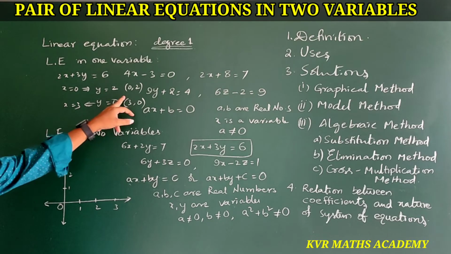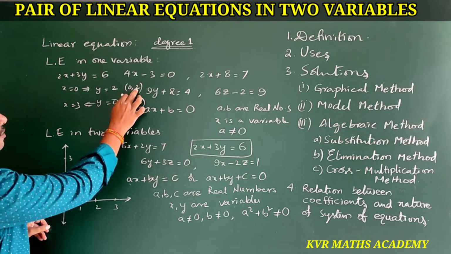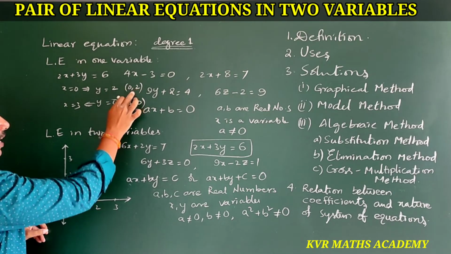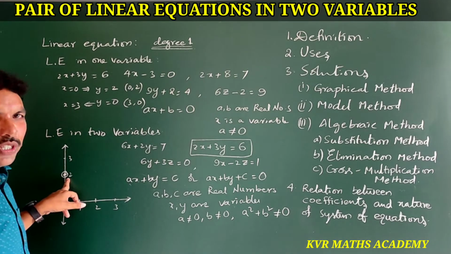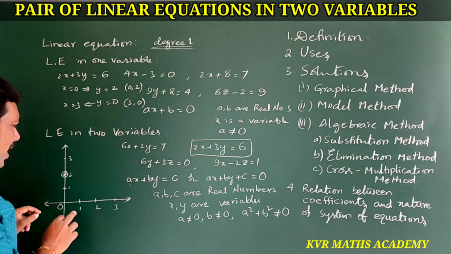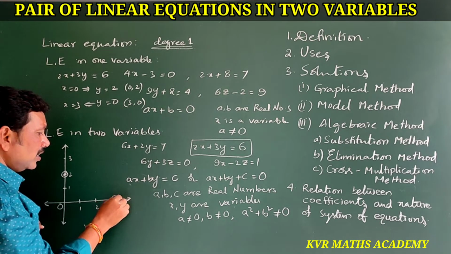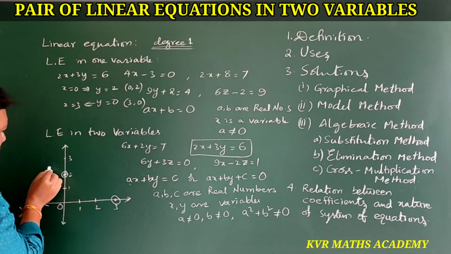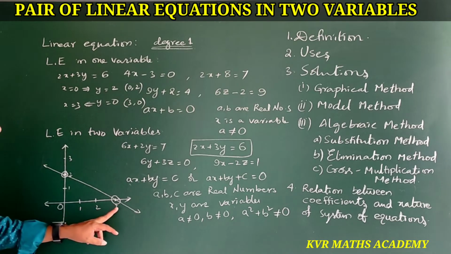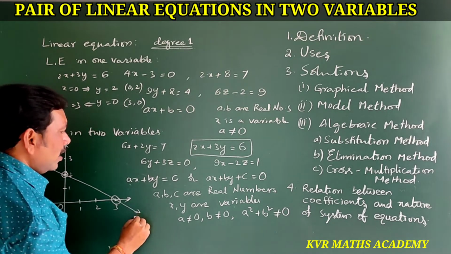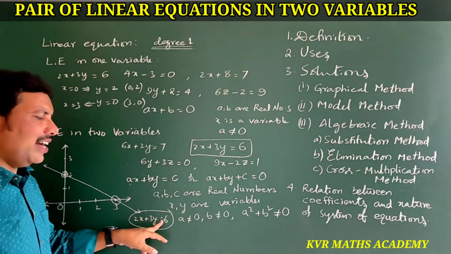Right. So here (0, 2), where will you plot the point? The x value is 0, y is 2, means here. So (0, 2) is this one. Next (3, 0): on the x axis 3, and the y coordinate will be 0, no? So this is (3, 0). Now join these both. So this is the line of 2x plus 3y is equal to 6. This is the graph of 2x plus 3y is equal to 6.